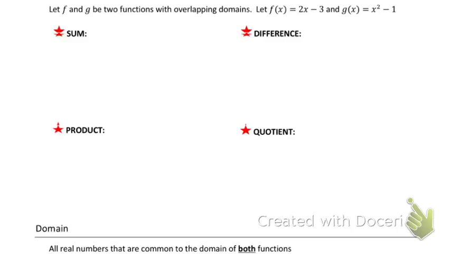If you're given two functions and you need to add, subtract, divide, or multiply them, here's how it works. If we're adding the functions, and we have two, we'll call them f and g.